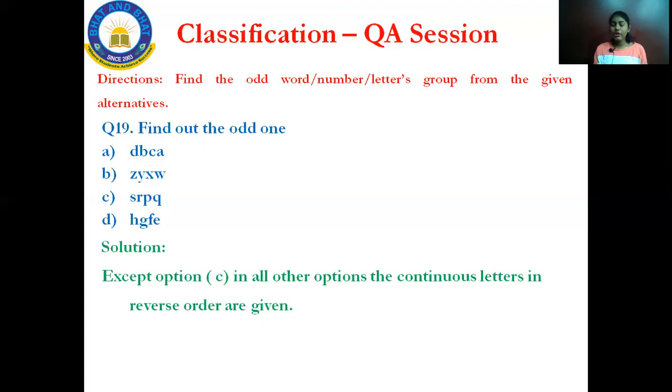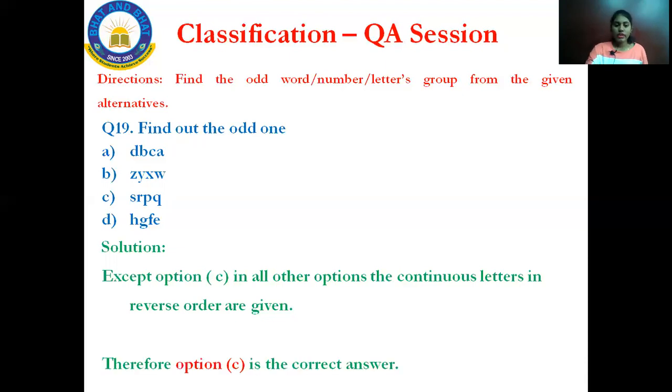So I said to solve the question: number classification and then letter classification. For letter classification, you have to go with the position of the English alphabet. I hope you all understood this question. I'll repeat once. See, in all other options, they are in the reverse direction. Reverse, keep in mind, not forward. But option C is in the correct format. So option C is the correct answer.